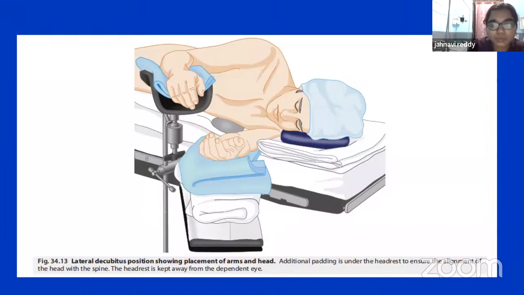This is the lateral decubitus position, and the dependent arm should be placed like this. This support is to prevent brachial plexus injury, and this support is to prevent ulnar nerve injury. IV lines and monitors are also padded properly, and here the non-dependent arm is also padded properly, and the head is also supported properly so that the head can be placed properly and the non-dependent eye shouldn't be injured.